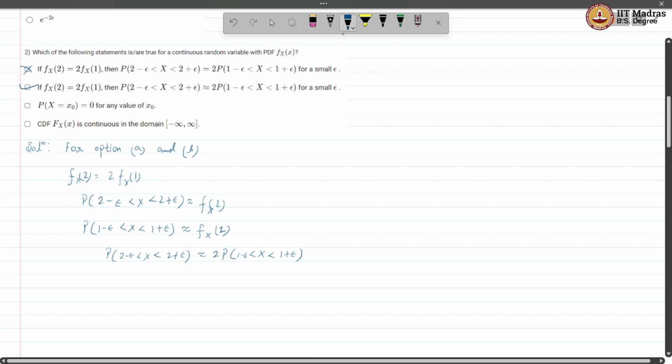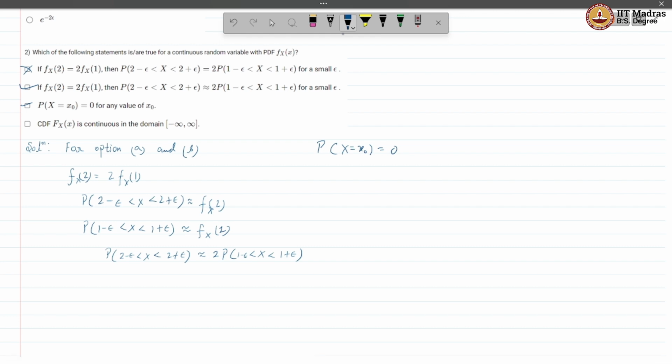And for option C, it says that the probability that x is equal to x naught is equal to 0, and this is said for a continuous random variable. So this is true because for a continuous random variable, the probability at any single point is equal to 0. So option C is correct. And as the PDF of a continuous random variable is always continuous, that is, it is continuous on the entire R, so option D is also correct.